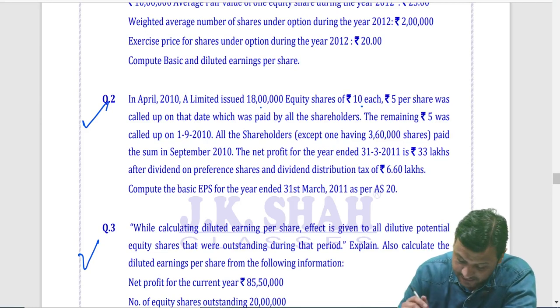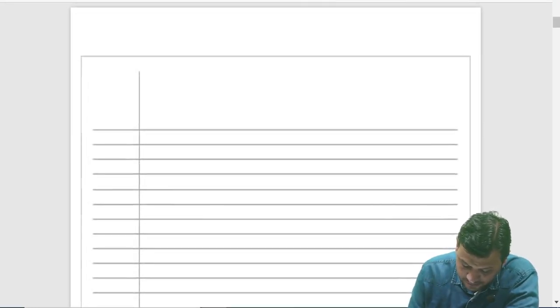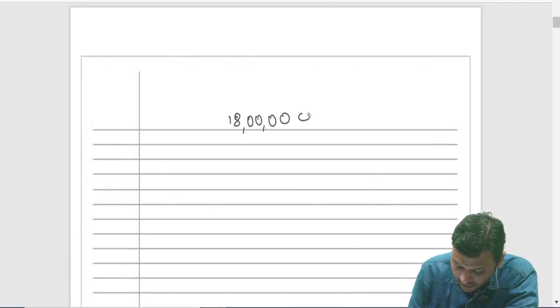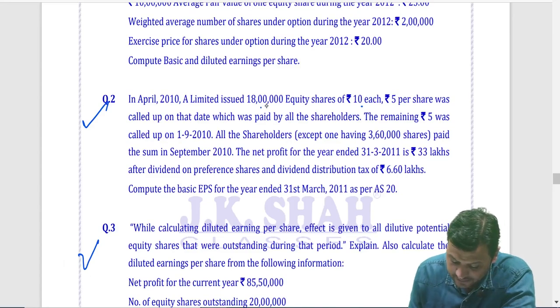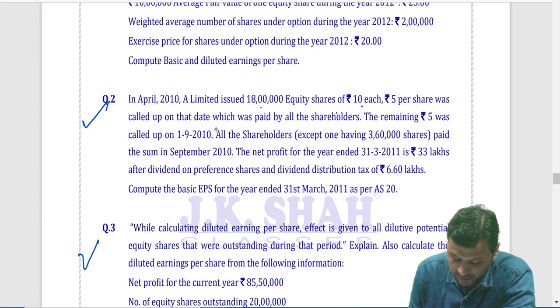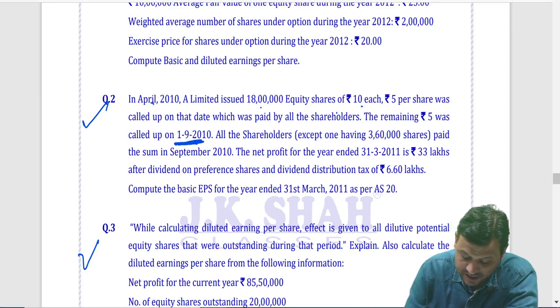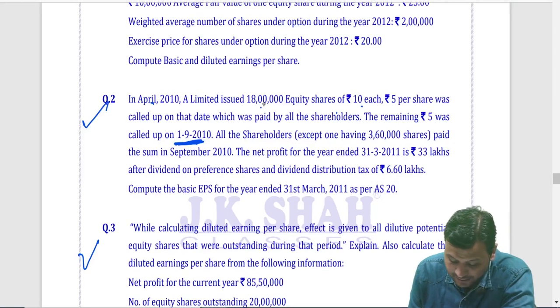Okay, friends. So let me solve this question for you. You have 18 lakh shares of rupees 10 each, 5 was called up and paid by all the shareholders. The remaining is called on 1/9. So can I say from April till August, the 18 lakh shares are partly paid up. Then what happens? On 1/9, everybody is paying except 3 lakh 60.